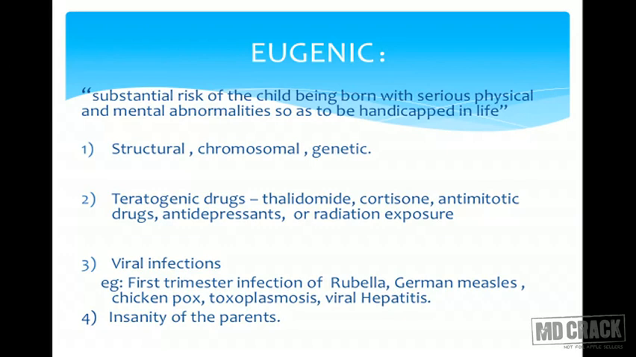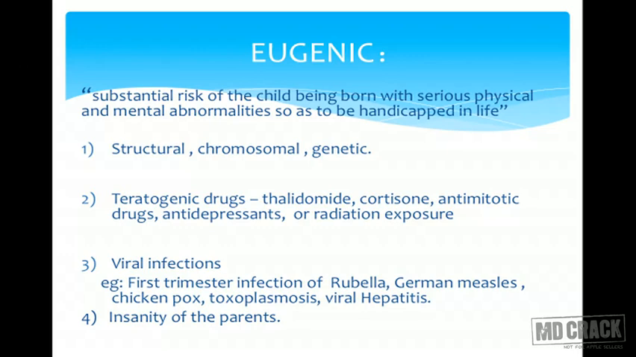If there is use of teratogenic drugs in a pregnant female, by mistake or because she is on some therapy and doesn't know that she is pregnant, and she has used drugs like thalidomide, cortisone, antimitotic drugs, antidepressants, or she gets exposed to radiation, these drugs can lead to certain abnormalities which will create serious handicap in the future baby, and that's why we want to terminate that particular pregnancy.